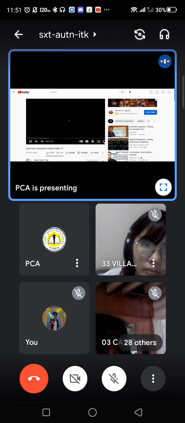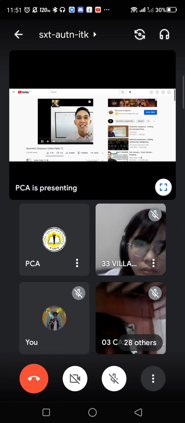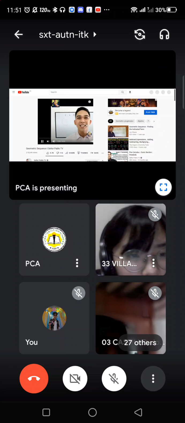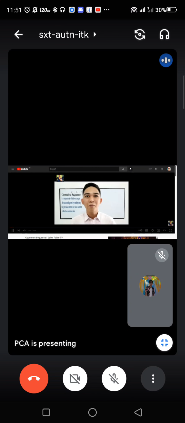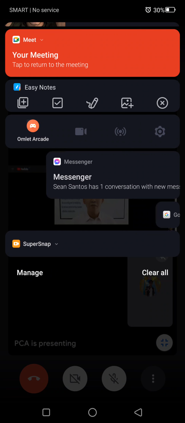Welcome to Lesson 2, Grade 10, the geometric sequence. A geometric sequence is a sequence in which we can get the succeeding term by multiplying the previous term to the fixed number called the common ratio. In Tagalog, makukuha natin yung next term kapag minultiply natin yung previous term doon sa fixed number na tinatawag na common ratio.